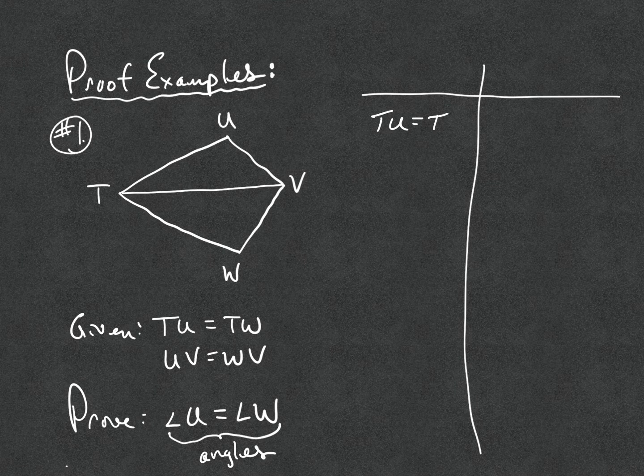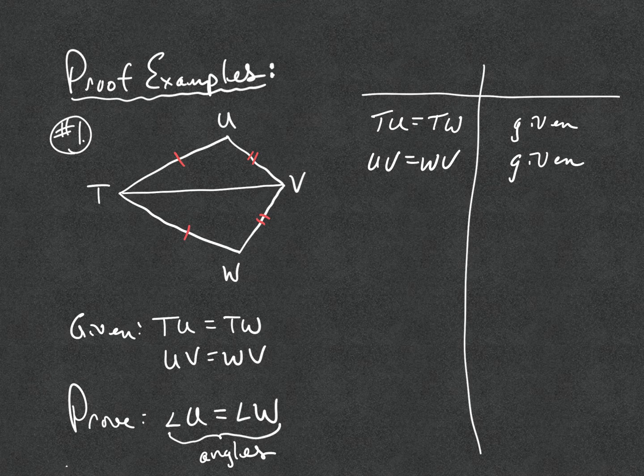So start off with TU equals TW given, and get in the habit of putting some marks on your picture to help you out with what's going on. So I put a tick mark on TU and TW. Next, UV and WV are the same length. So that's given. Okay, again, some tick marks. UV and WV are equal. All right, so that's the given.